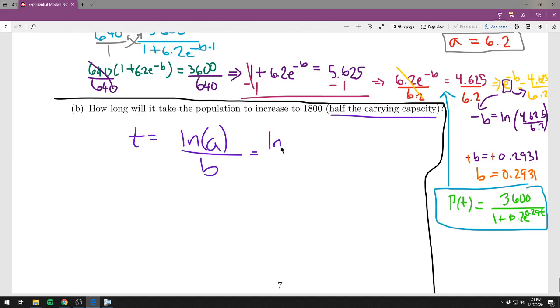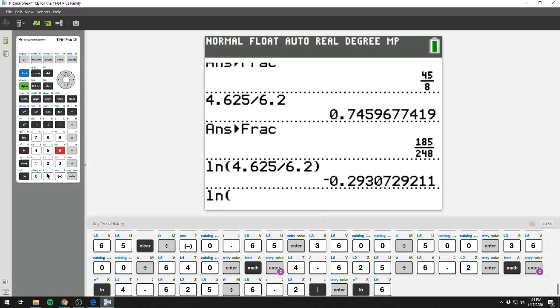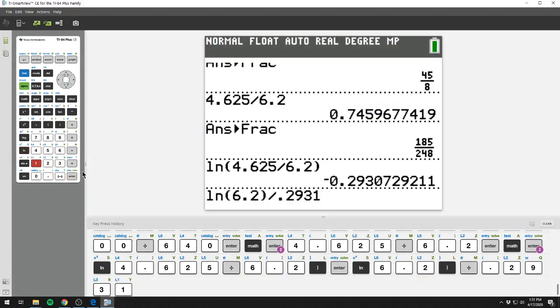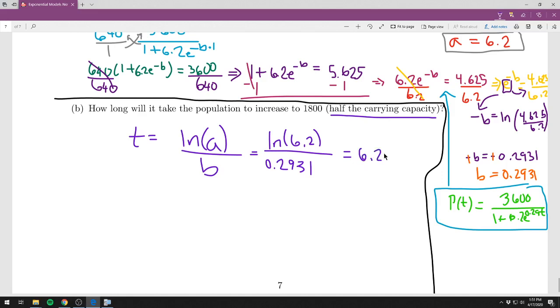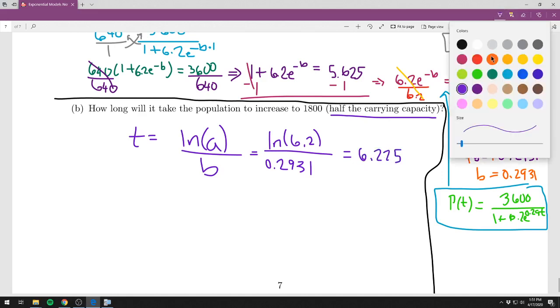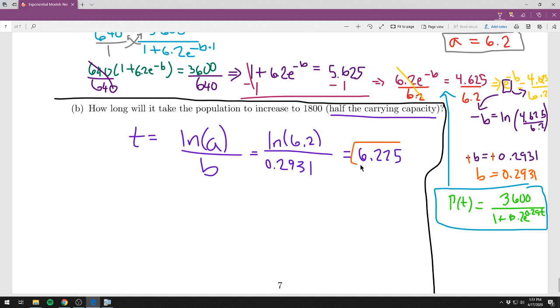A was 6.2. B, I'll use the one rounded to 4 spots just because I have room to write it. ln of 6.2 divided by 0.2931 equals 6.225. And that's how long it will take.